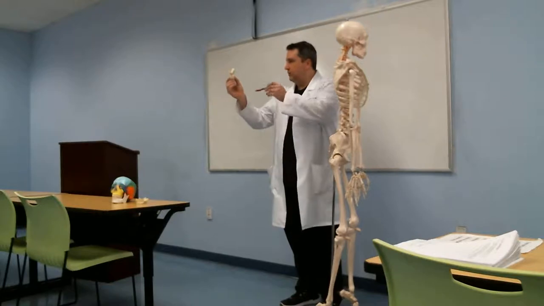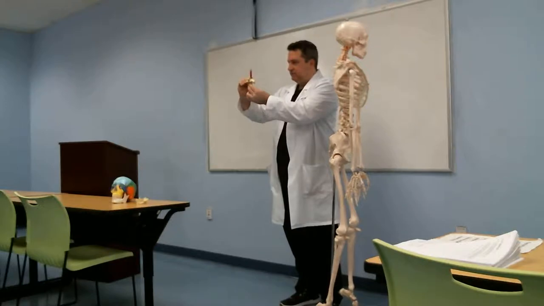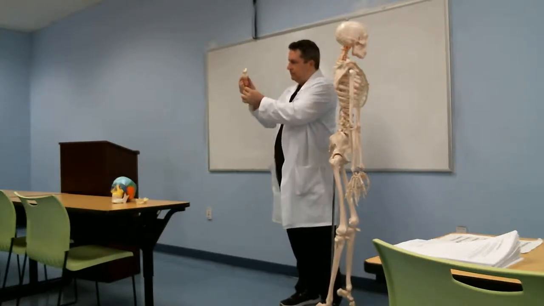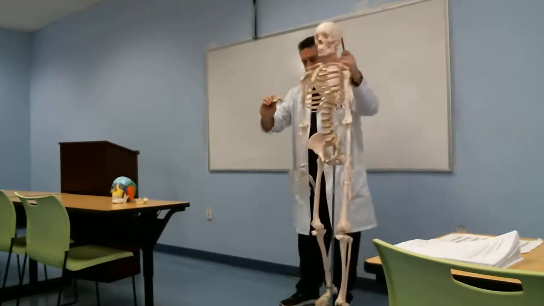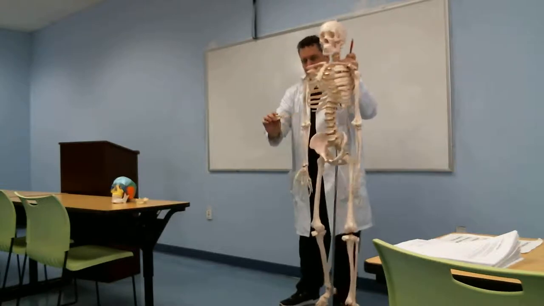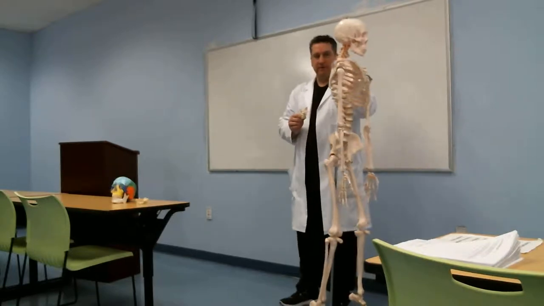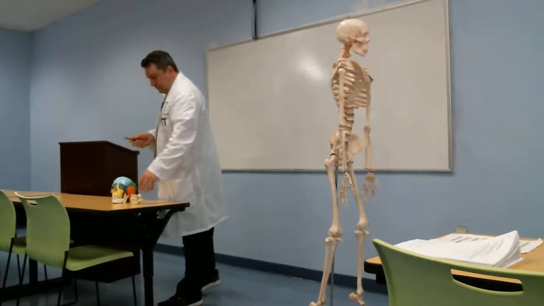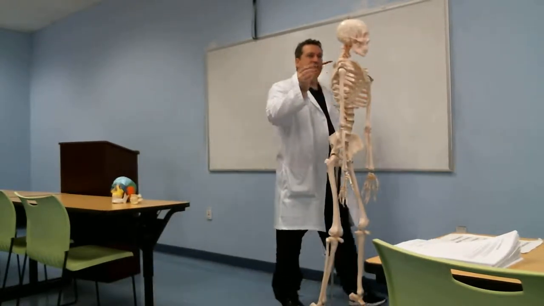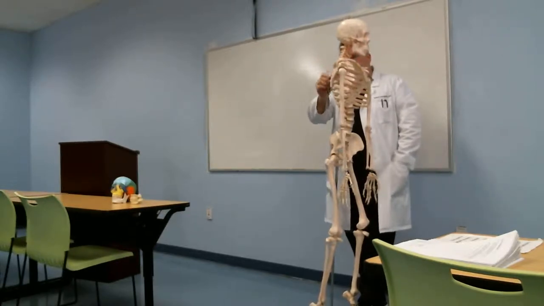The vertebral foramen, where the spinal cord goes right here, of course, would be more like this. And the body of the vertebra, this part here, actually sits like this. So when we talk about the vertebrae, we have to name these. However, it's fairly simple. We just divide them into three sections: the cervical region, the thoracic region, and the lumbar region.